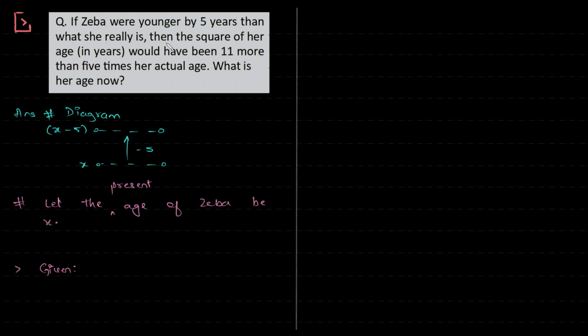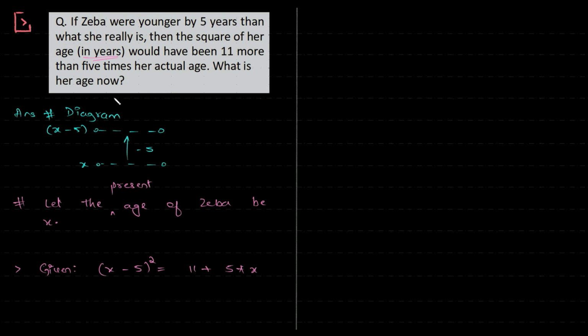Then the square of her age in years would have been 11 more than 5 times her actual age. The age 5 years back, the square of this, would have been 11 plus 5 times her actual age. Does it make sense? Okay.